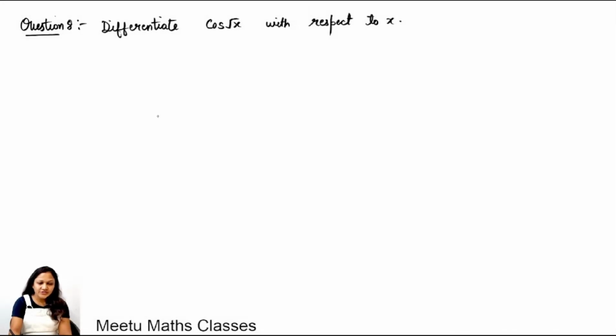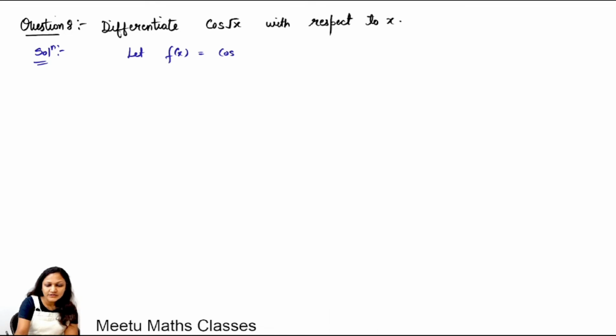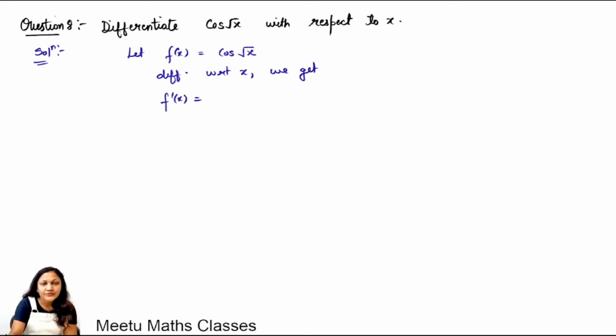Now your next question is differentiate cos square root of x with respect to x. Let our function f(x) be equal to cos square root of x. Now differentiate this function with respect to x. We get the derivative of f(x) is equal to, your function can be read as cos of something, and the derivative of cos x is minus sin x.